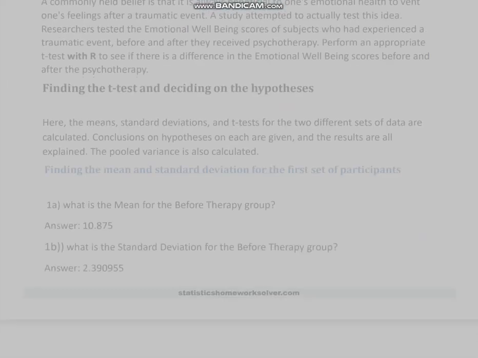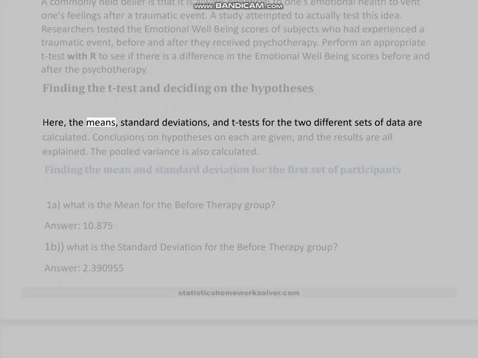A commonly held belief is that it is always beneficial to one's emotional health to vent one's feelings after a traumatic event. A study attempted to actually test this idea. Researchers tested the emotional well-being scores of subjects who had experienced a traumatic event before and after they received psychotherapy. Perform an appropriate t-test with R to see if there is a difference in the emotional well-being scores before and after the psychotherapy. Finding the t-test and deciding on the hypotheses.